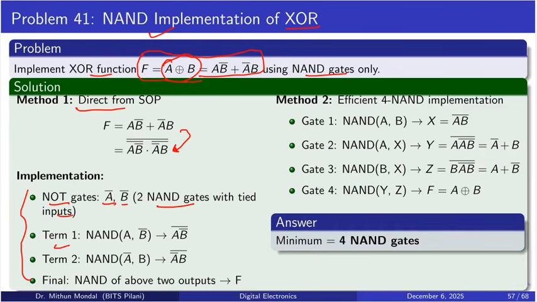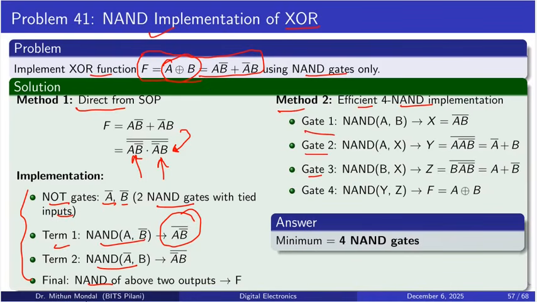Then the first term that we have is the NAND gate of A and B bar. And the second term is the NAND of A bar and B. Then finally we can connect these two to get F. In method 2, we can efficiently obtain this using a 4 NAND implementation.